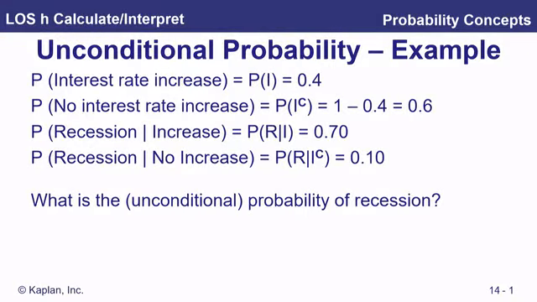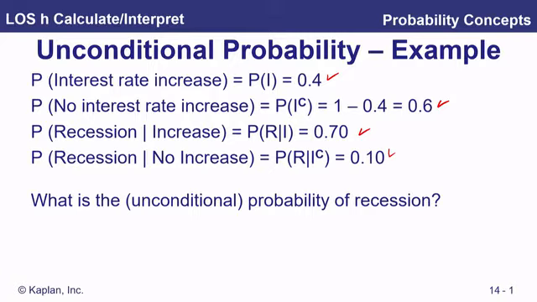So here's an example for our unconditional probability. We're starting out given the information that the probability of an interest rate increase is 40%, 0.4. The probability of no interest rate increase, the complement of I, is 1 minus that, 60%. And then we're given a conditional probability here. The probability of a recession given an increase in interest rates is 70%. And the probability of a recession given no increase in interest rates is 10%. Well, we've got all we need to do. It's like our B and not B. Here we have rate increase or no rate increase.